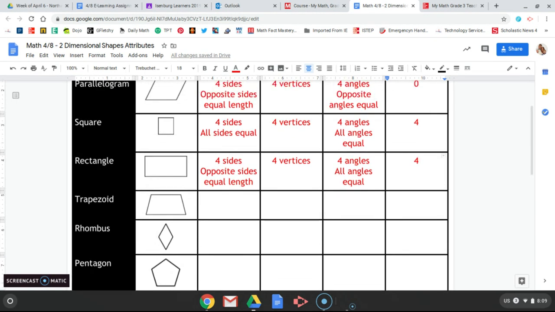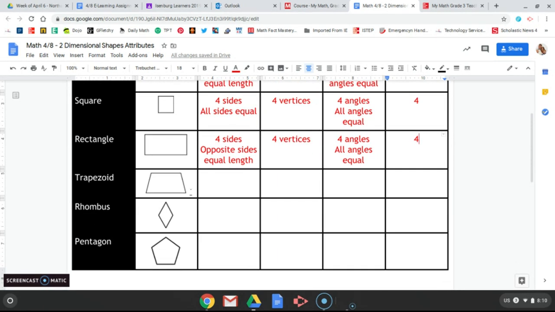Okay, now we cannot say that a rectangle is a square. A rectangle cannot be a square because it doesn't have equal sides. So a square can be a rectangle, but a rectangle cannot be called a square. Kind of tricky, right? All right, we have a couple more.